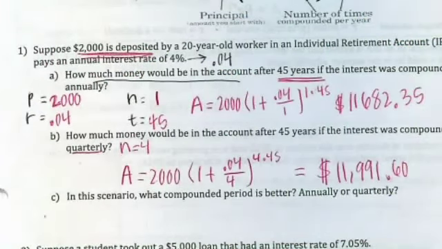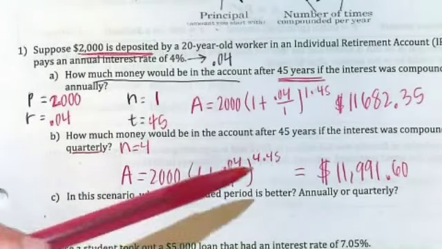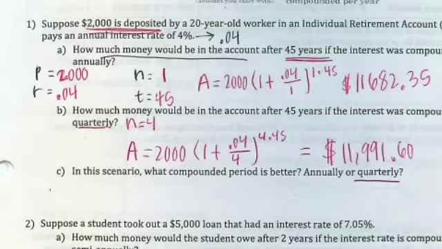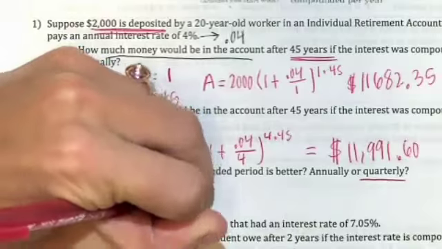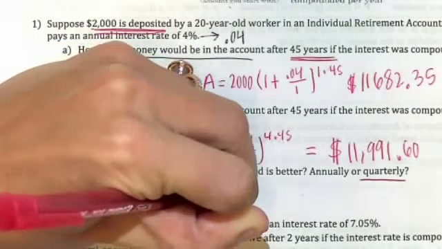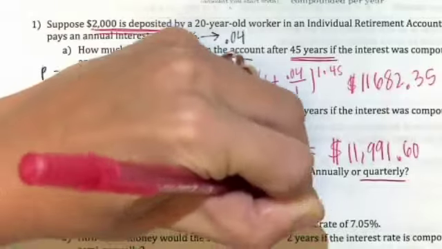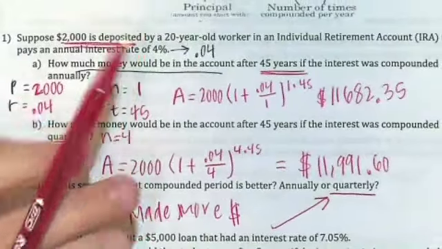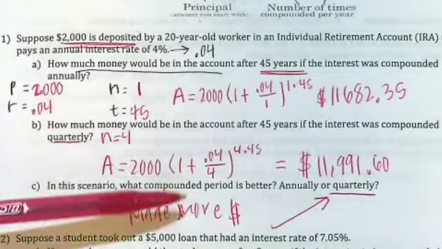$11,991.60. In this scenario, which one is better? Well, in my view, better would be the one that gave me more money. So quarterly seems to be the better answer here because you made more money. I have this written out better in my notes, but you made more money when it was quarterly. It's because it was compounded more often.